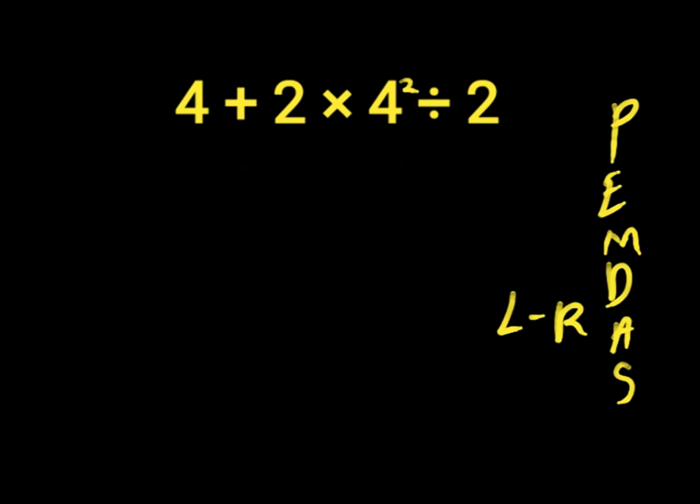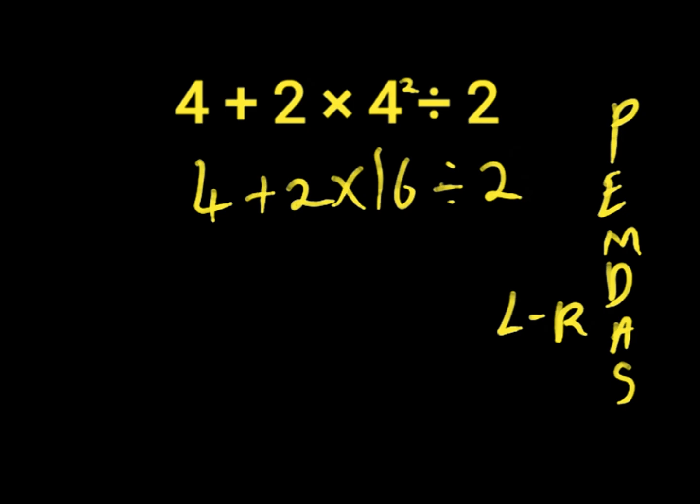First of all, we solve our exponent, which is 4 to the power of 2. 4 to the power of 2 is 4 times 4. 4 times 4 will give us 16. Then we have 4 plus 2 times 16 divided by 2. So we first of all solve our multiplication, which is 2 times 16. 2 times 16 will give us 32.